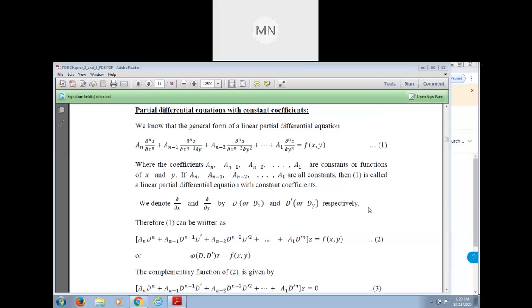First, we discussed partial differential equations. After that, we discussed types of PDE. After that, how to solve PDE of first order. In the previous class, we discussed partial differential equations of second order. Now tell me, what is the form of the PDE of second order? Can anyone tell me?